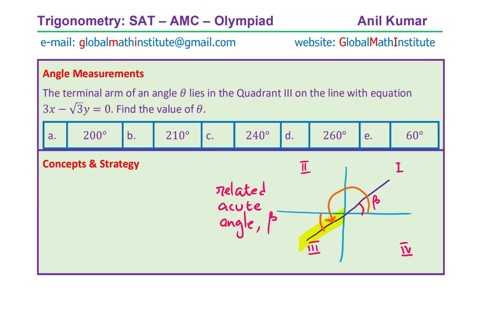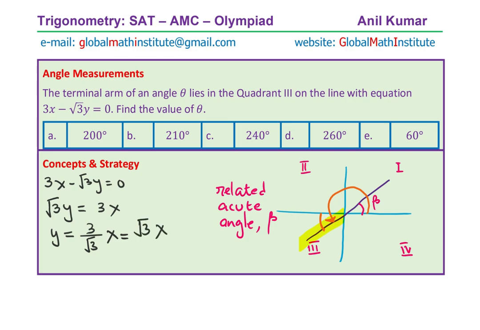So, the equation given to us is 3x minus square root 3y equals 0. So, I could isolate y. So, square root 3y equals 3x, or y is equal to 3 over square root 3 x, which is also the same as square root 3 x.